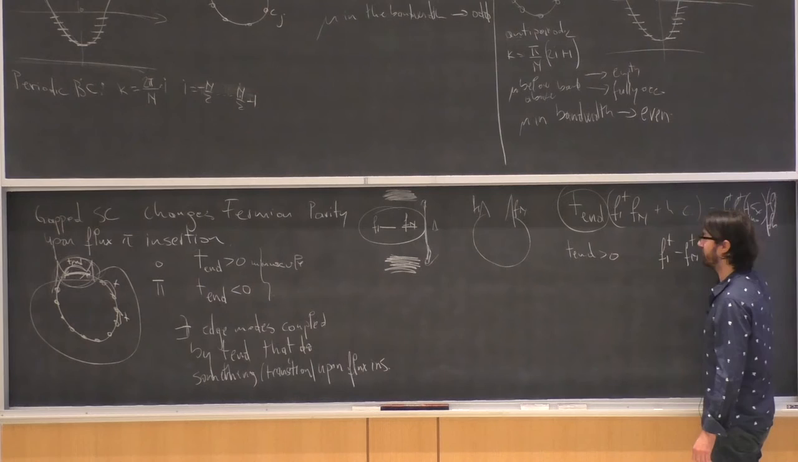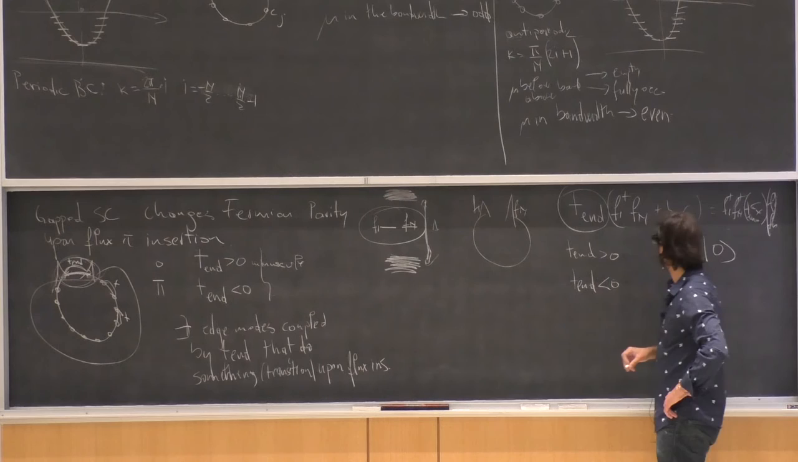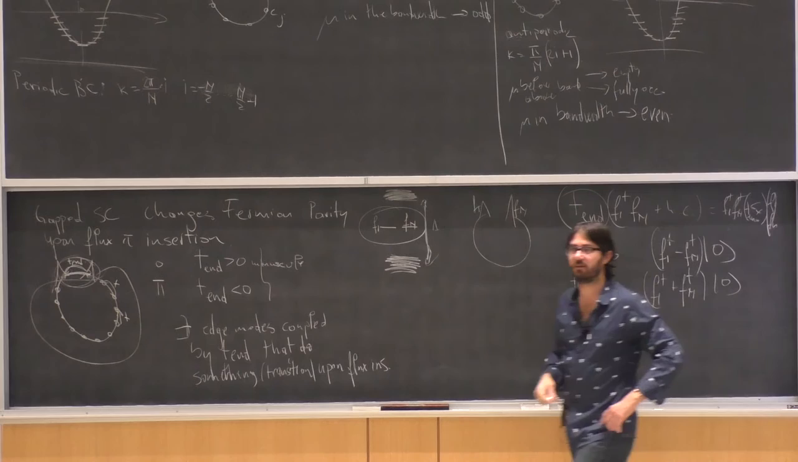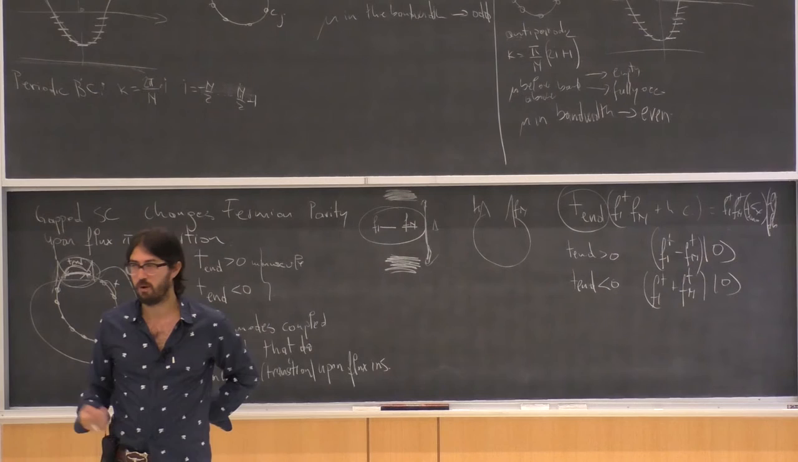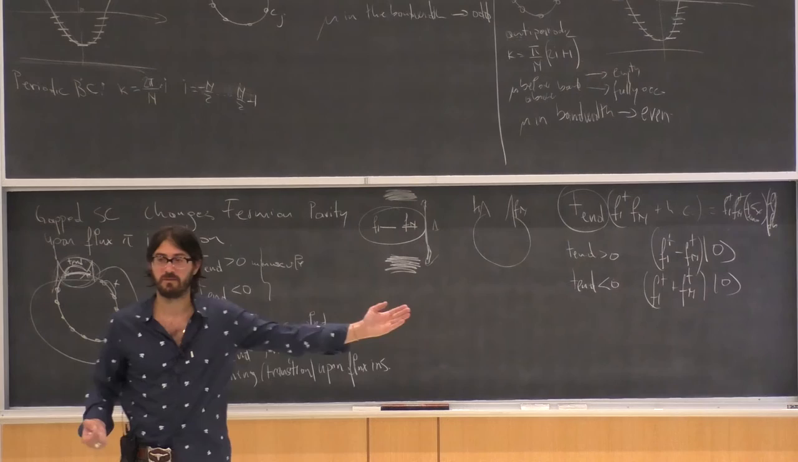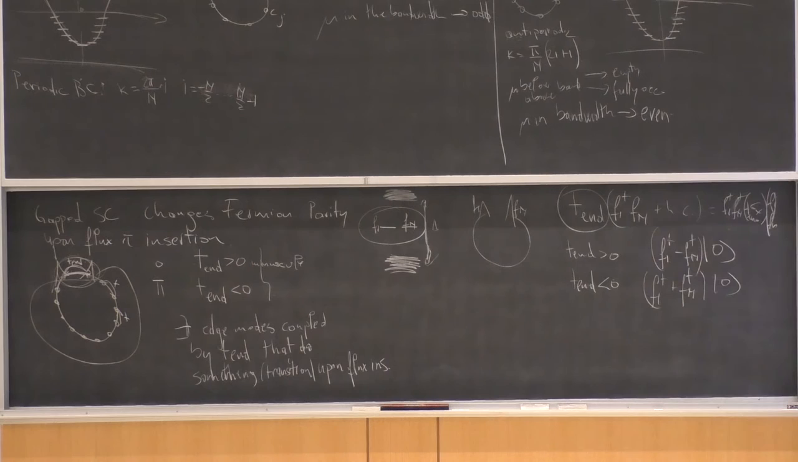Now I insert flux pi, so T_end becomes less than zero. What's the ground state now? Come on. Are these of different fermion parity? Do they have different fermion parity? No. They don't. But I know the fermion parity must change. Hence, these edge modes cannot be complex fermions. Okay? Well, these edge modes can be Majoranas. Why? That's the only alternative left.